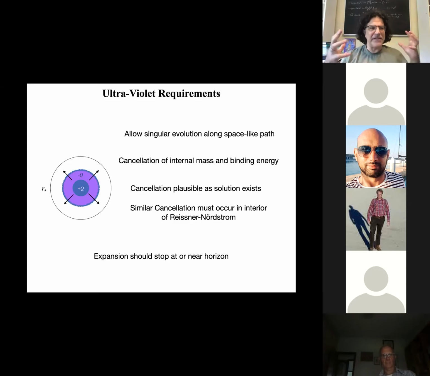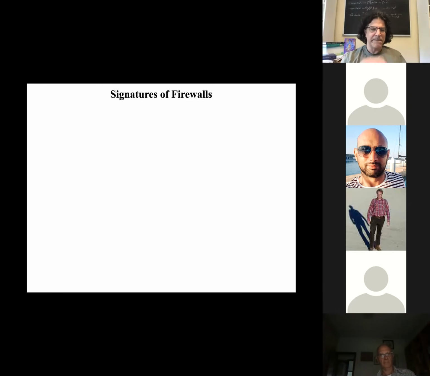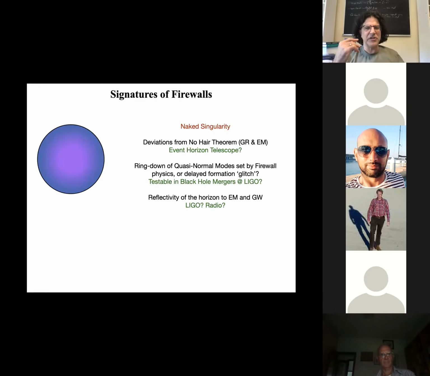The other thing we would like to have happen to explain, and this is something we're thinking about and working on, is to explain why such an expansion should stop at the horizon. I won't discuss it here, but we can discuss it offline. Just a quick comment about experimental signatures and other implications. The signatures of firewalls are associated with what a naked singularity would be. There would be deviations from the no-hair theorem, and we would hope anything that's exploring the near horizon geometry of the black hole could see sources of other fields, either mass moments, dipole, quadrupole, higher moments, say quadrupole and higher gravitationally, or other fields that are sourced by the surface.